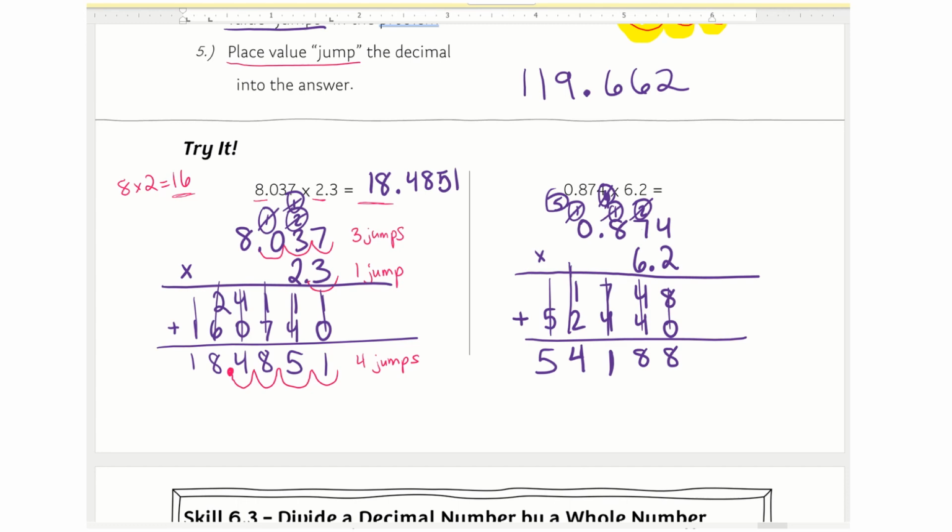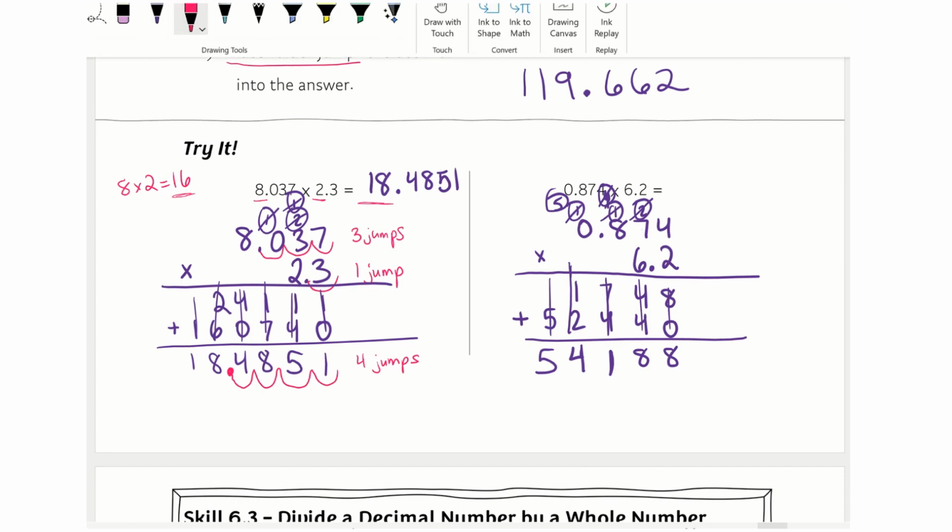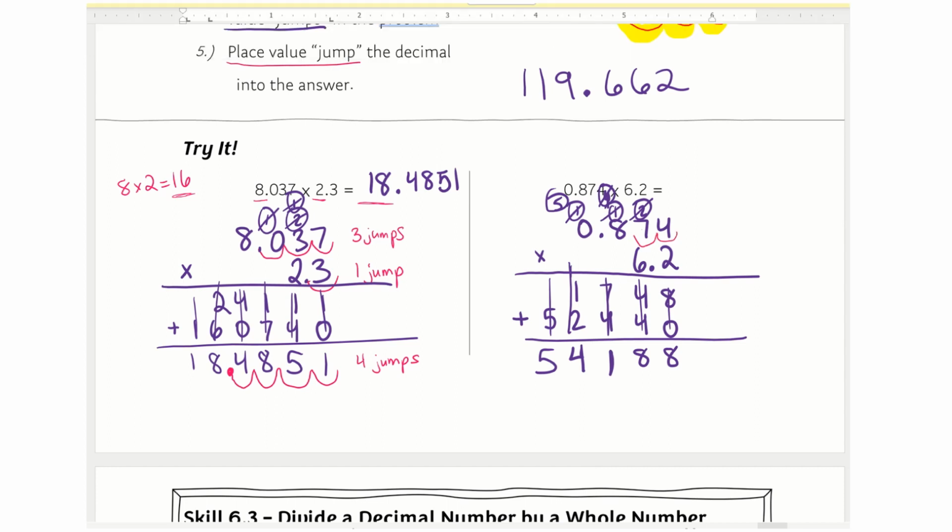Now it's time to do my decimal work. I multiplied using the standard algorithm. Now I'm ready to multiply by powers of 10 to reflect my decimal thinking. In this top number, 1, 2, 3, 3 jumps. And in the bottom number, 1 place value jump. So altogether, I need to move my decimal point 4 places to reflect that I multiplied thousandths times tenths.